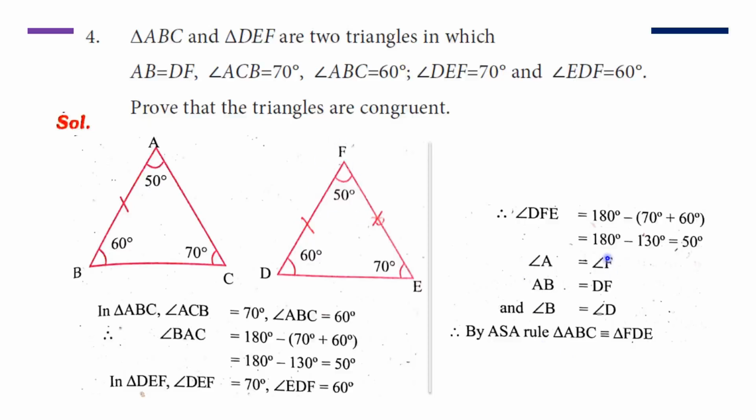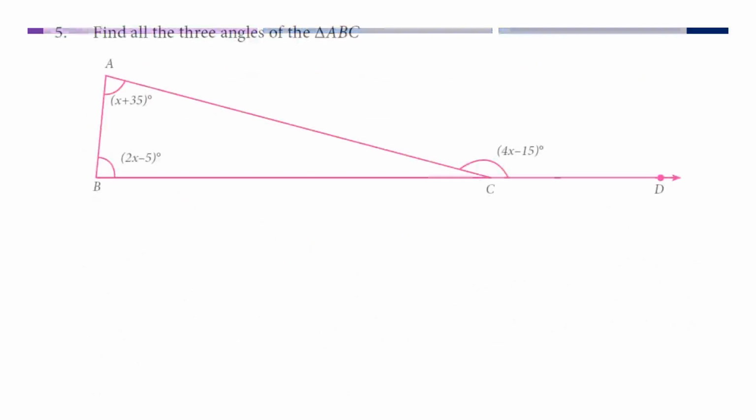Now we know this angle A is equal to angle F, isn't it? Similarly, already given data as AB is equal to DF and angle B is equal to angle D. So, by the angle side angle rule, we can say this triangle ABC is congruent to triangle FDE. Hence proved.